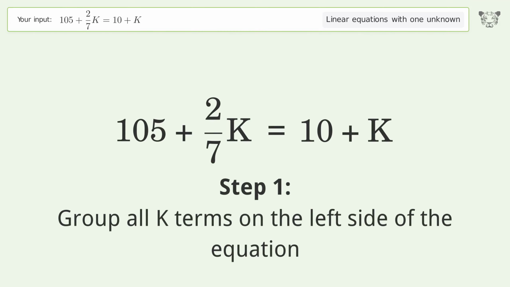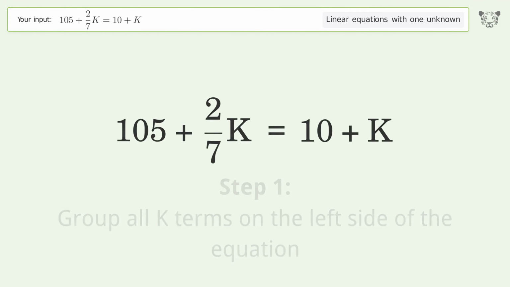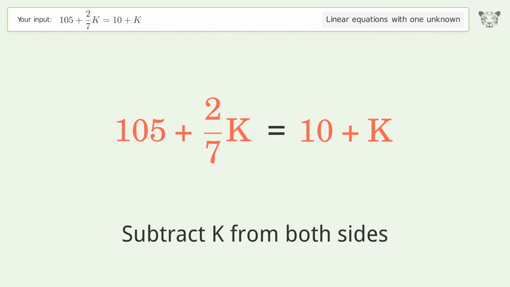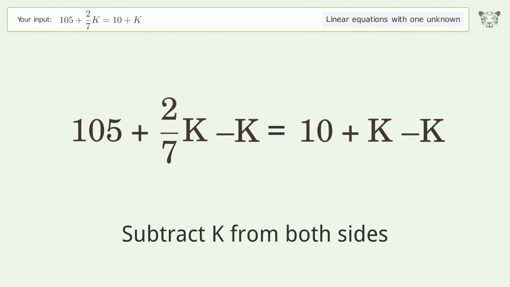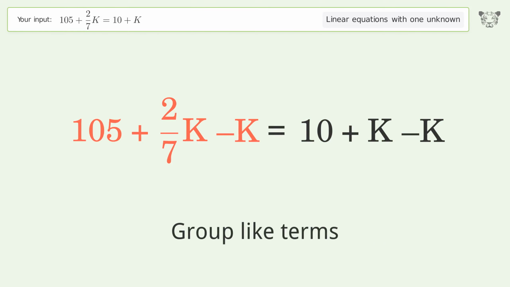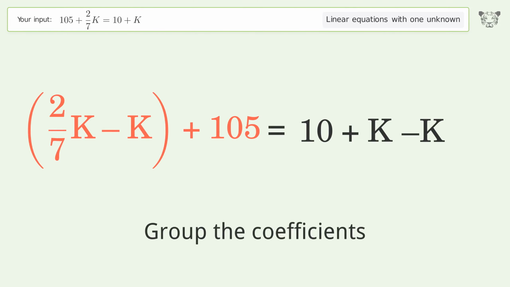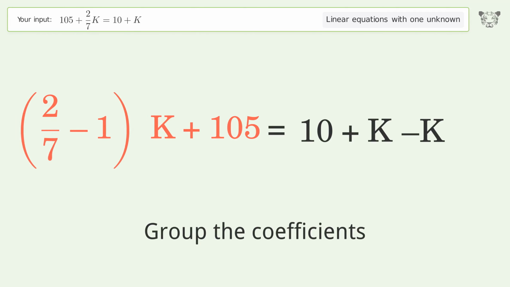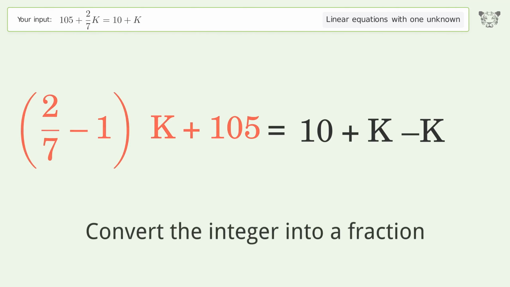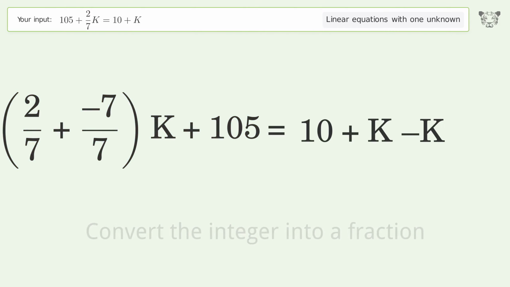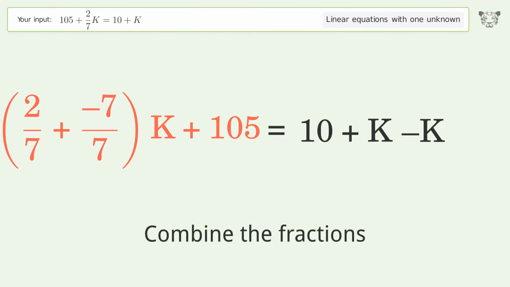Group all k terms on the left side of the equation. Subtract k from both sides. Group like terms. Group the coefficients. Convert the integer into a fraction. Combine the fractions.